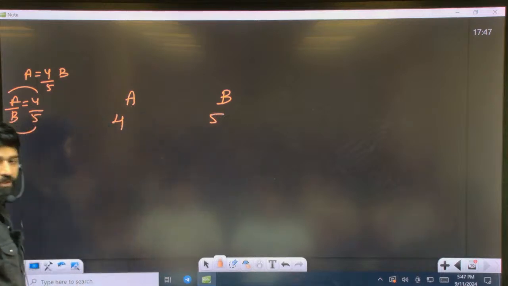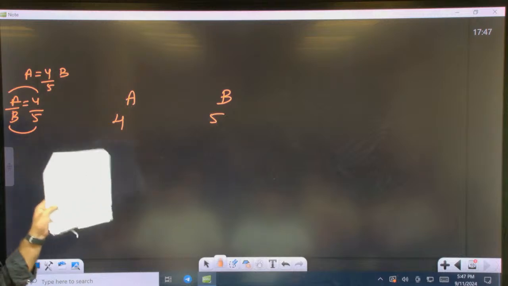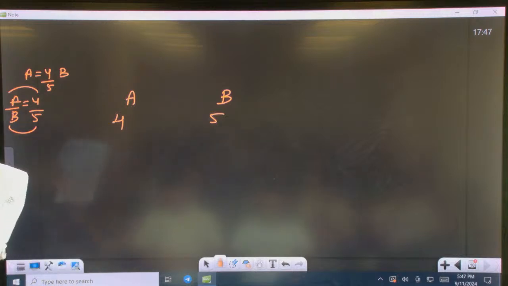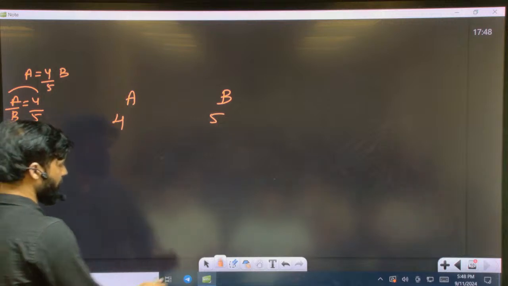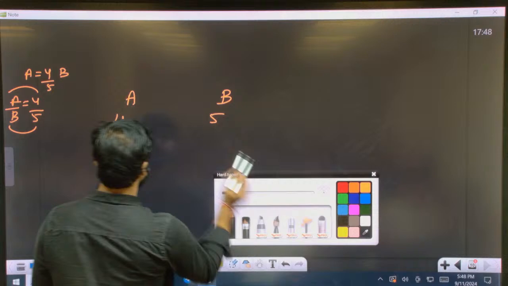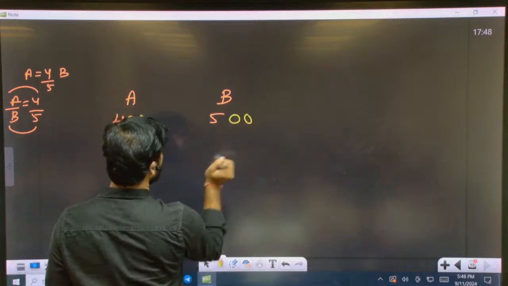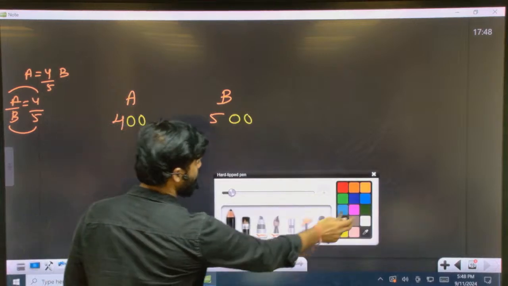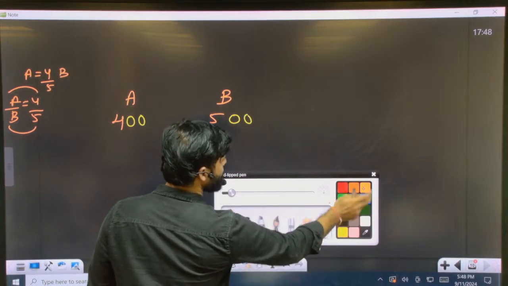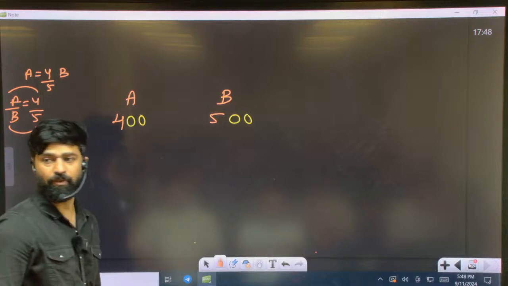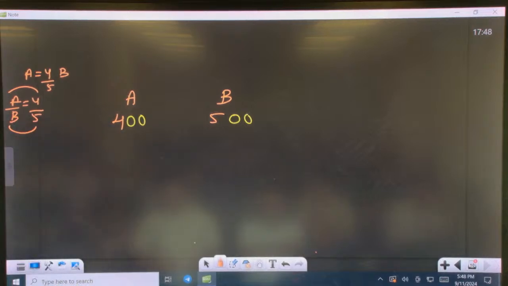The numbers are in ratio and all the data in this question is in percentage. So we can multiply both the numbers by 100. The ratio will be the same, but we can avoid the calculation of fractions. So multiply the numbers by 100. Now I can say that if A has 400 units of books, then B has 500 units of books. Any problem in this?